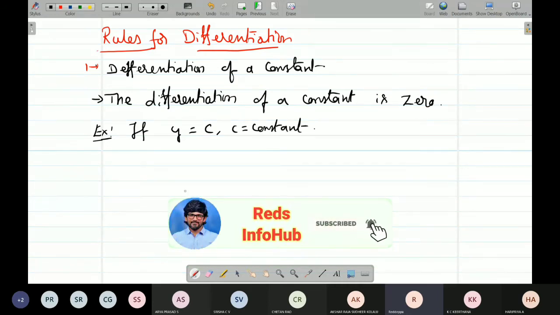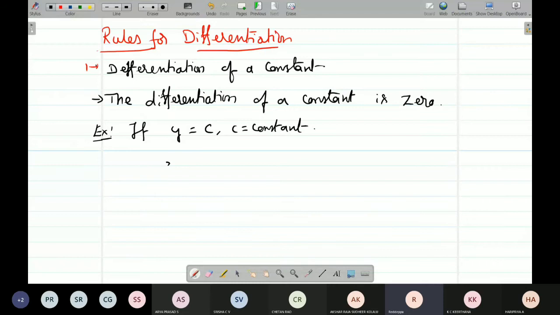then according to the symbol of differentiation, dy by d of another variable. Two variables are there: one is y, and the other is a constant parameter, not a variable parameter. Usually we take the differentiation with respect to the variable parameter x, but here it is not depending on a variable parameter. As it is a fixed constant, we take this as 0. The differentiation of a constant is 0.